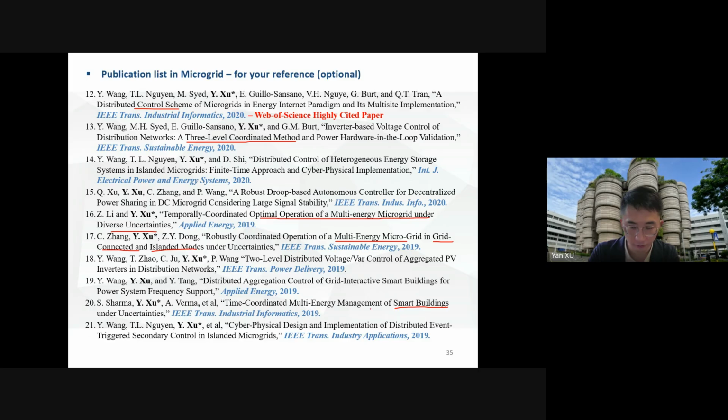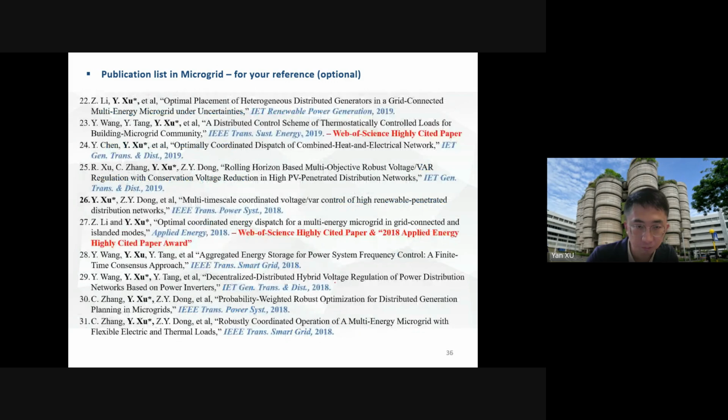Smarter buildings, we also have this work, and this work is a joint work between myself and my visitors from IIT Delhi. Okay, back to 2019. At that time, I visited IIT Delhi for a week. After that, we completed this joint work, and students visited my group for 1 year. Yeah, so that is my collaboration with our Indian colleagues before.